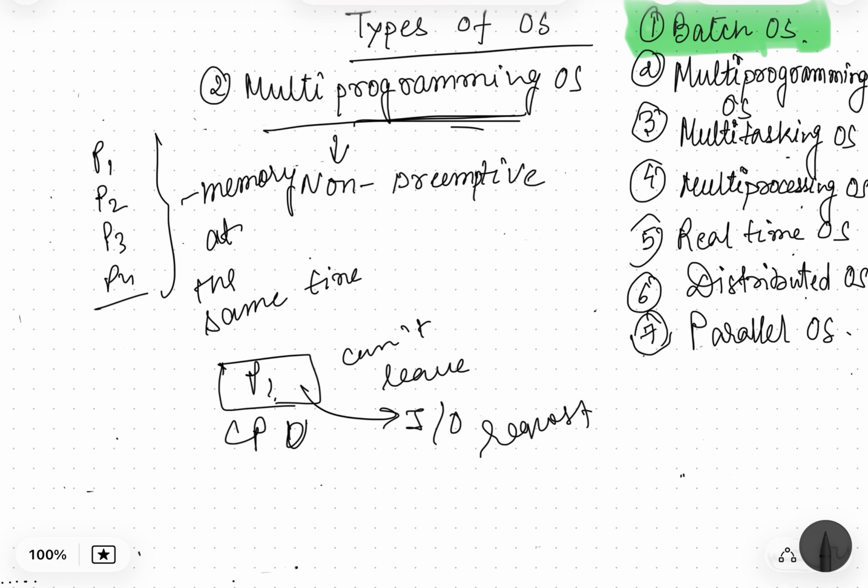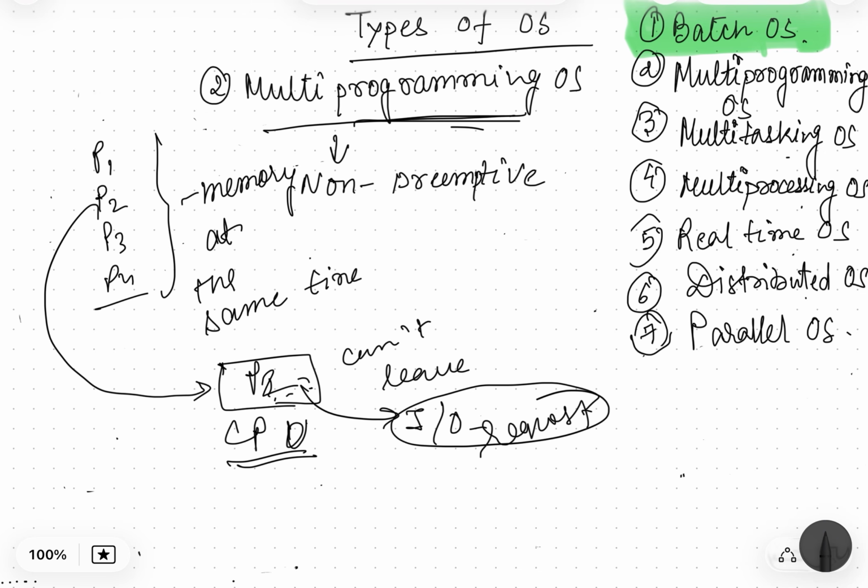So in the meantime the CPU cannot sit idle. What does the OS do? The OS switches the next process, suppose P2, to the CPU. Now P2 can do two things: either it can complete its execution and leave the CPU, or if P2 wants some other data, it can also go to the waiting state and leave the CPU and do an input output request. But if P2 doesn't need any other data, it can complete its execution and then leave.